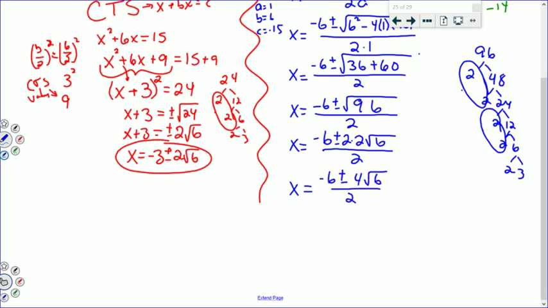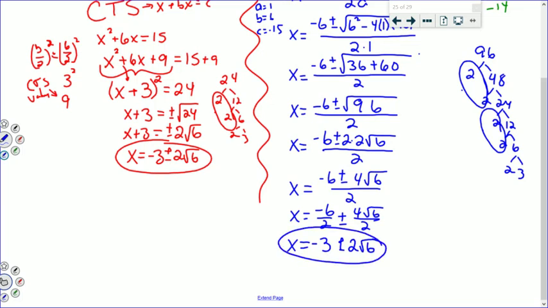But we always want to make sure to reduce all of our fractions. So if we split this up into two fractions, we have -6 over 2 plus or minus 4 times the square root of 6 over 2, which is then going to say, all right, x equals -6 over 2, which is -3, plus or minus 4 divided by 2, which is 2, times the square root of 6. We have this guy, and hey look, they are identical.